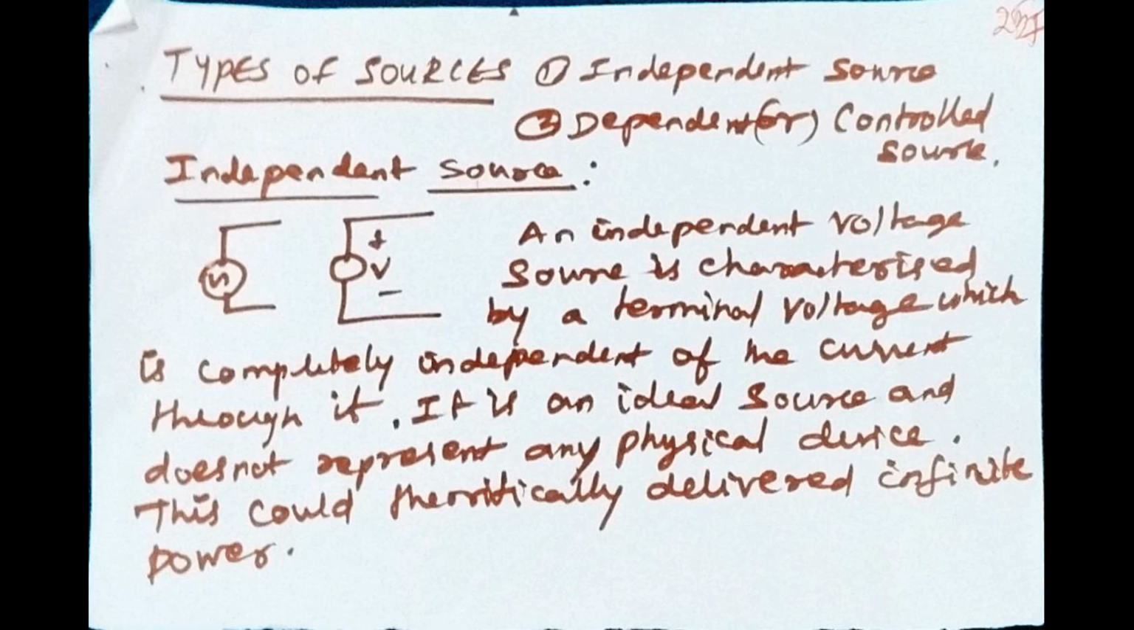Types of sources. First, independent source. Second, dependent or control source. Independent source: circuit shown in figure.